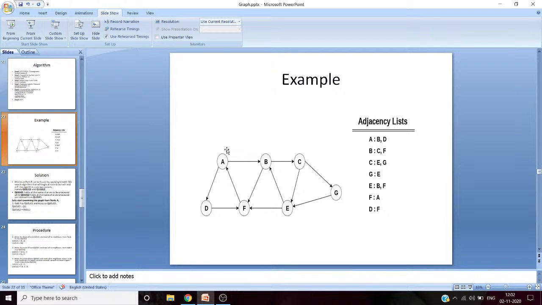This starting node can be changed also. It can be given in the question. It can be taken by you also. There's no hard and fast rule of the starting node. Okay, you can start from anywhere. You have to follow the sequence.